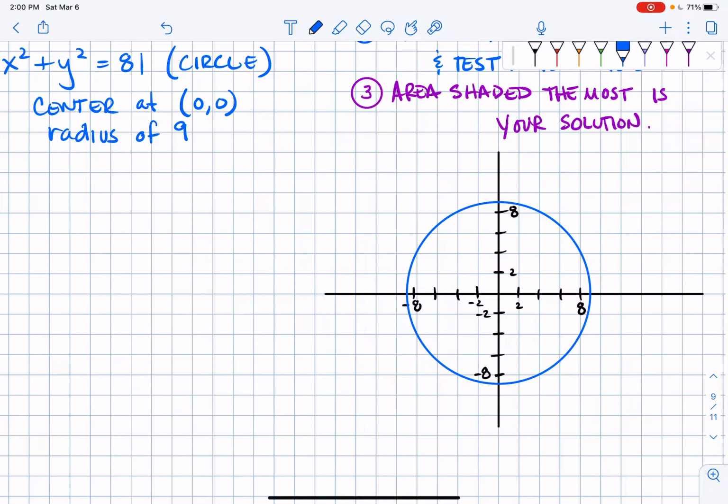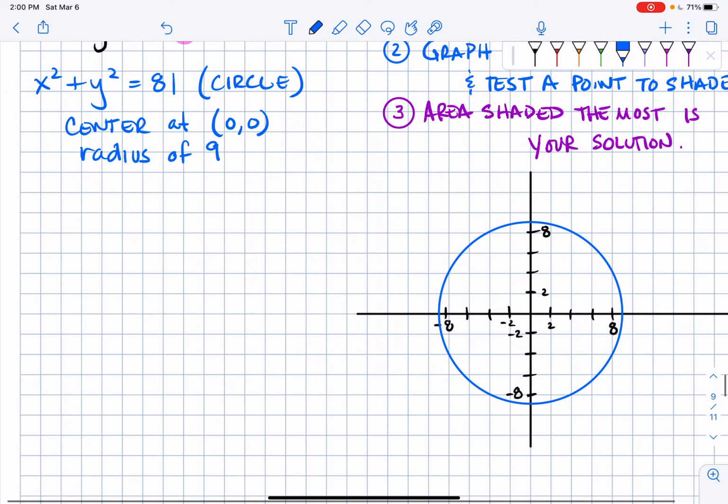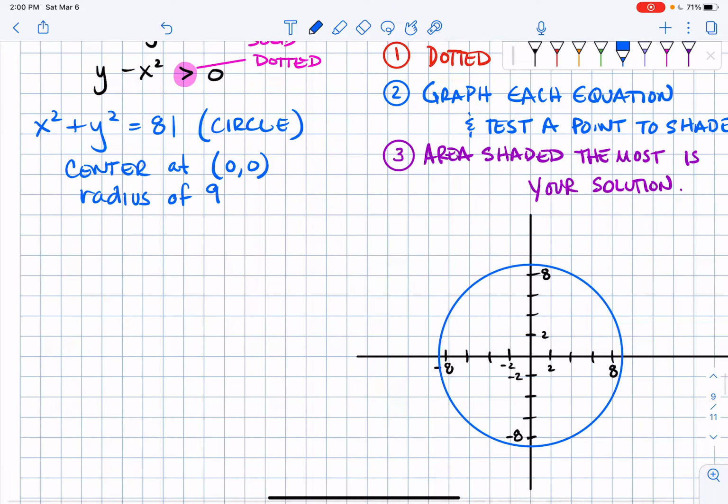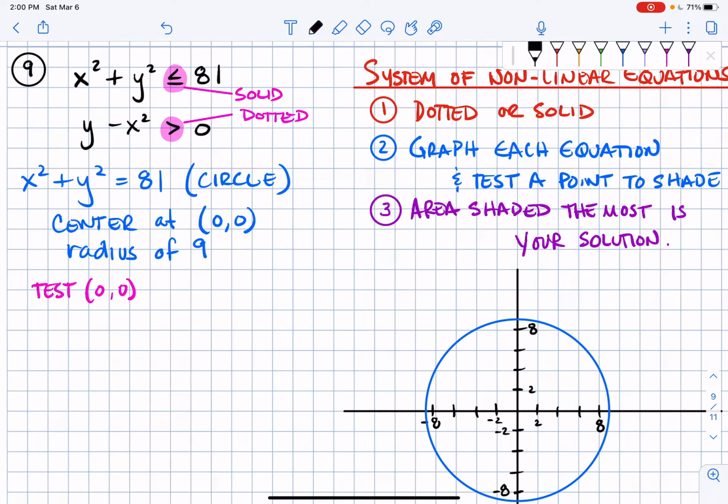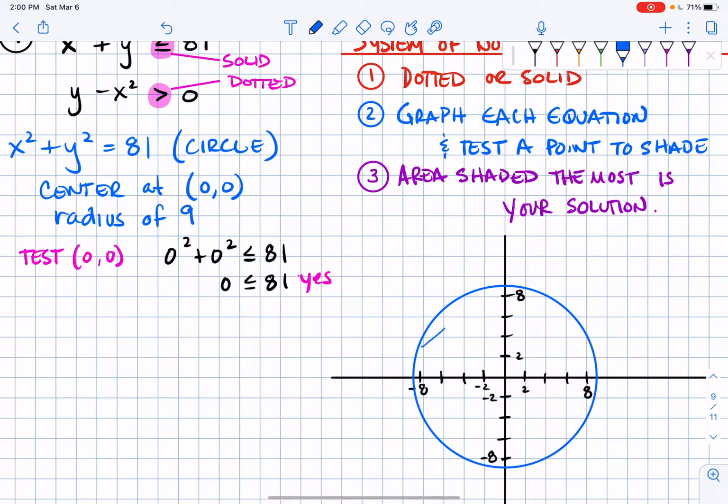There we go. So if I was to test, right, I need to test a point. So let's test 0, 0, right? So is 0 squared plus 0 squared less than or equal to 81? Right? Is 0 less than or equal to 81? And the answer is yes. Okay, so that means this is going to be shaded within the circle.